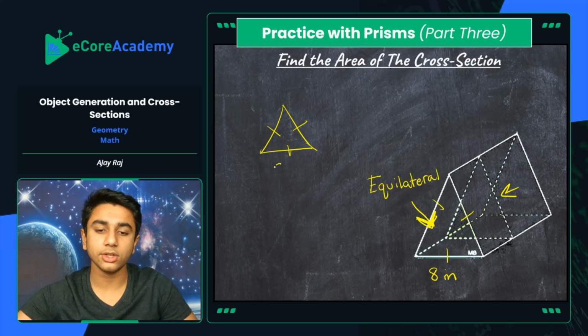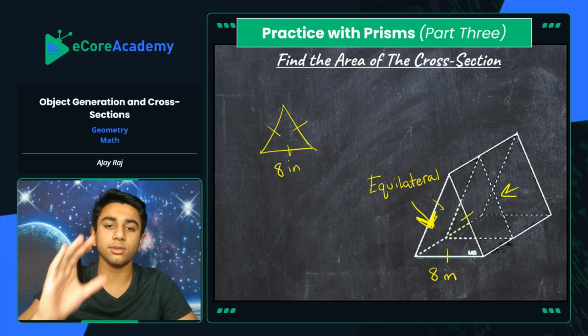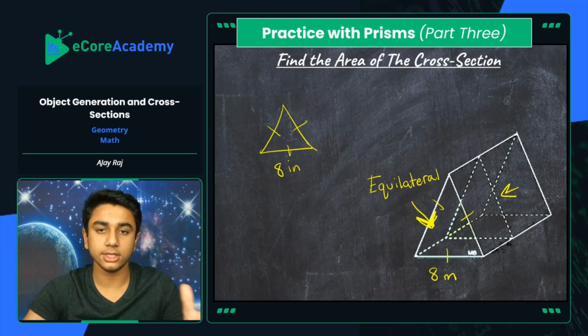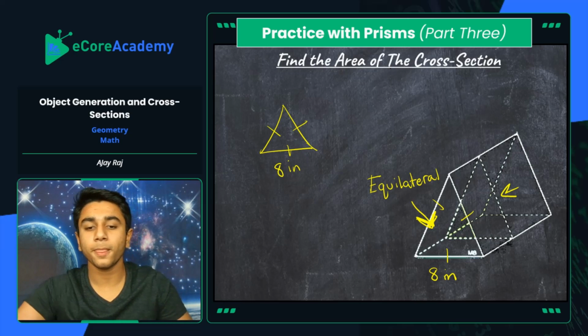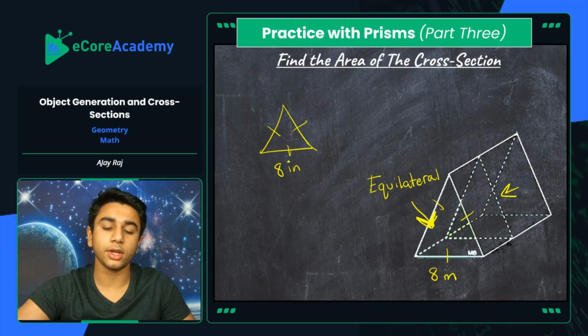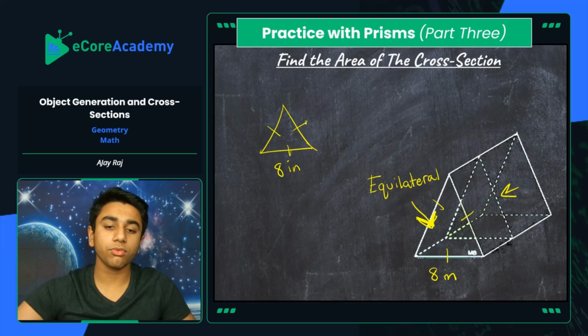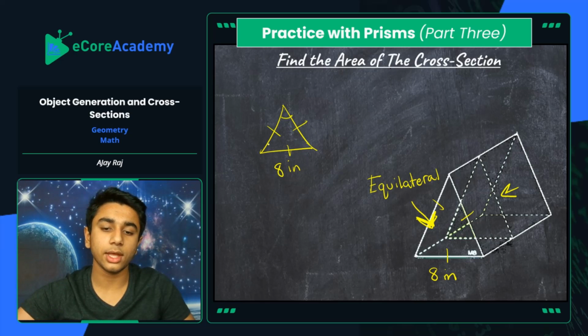So we know that our 8 here is going to be representative of the base. Because the cross section is facing the base, it's going to be the same area as the base because it's a triangular prism and not a regular pyramid. That's the difference between prisms and regular pyramids. We're given this value here, and we have to calculate the area. But one really cool thing that we know is that this is an equilateral triangle, so we can utilize our special right triangle properties.